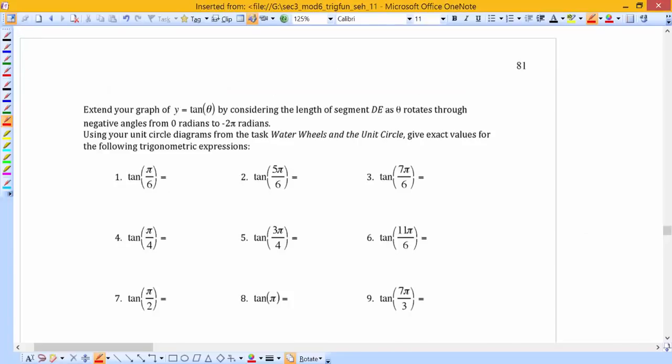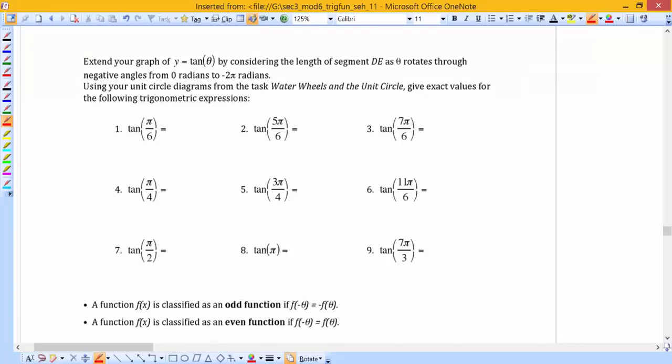6.13. I am on page 81, so go ahead and turn to 81. Again, we haven't really done too much with tangent, but you're seeing a lot more of tangent now. Here, I want you to just use your unit circle. Identify what the tangent is at pi over 6, 5 pi over 6, 7 pi over 6, and then all the other ones. Practice using your unit circle for tangent, please.